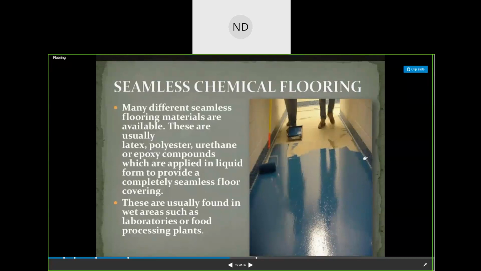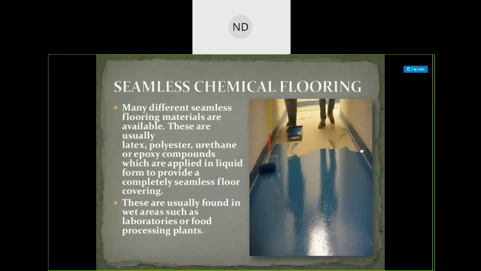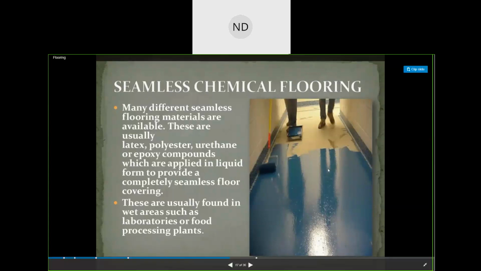If you don't want to purchase marbles, flooring tiles, etc., then you can use these chemicals, where you can simply lay them in liquid form above your floor, and they will give you a seamless covering where you cannot see any joints. These are usually found in wet areas such as laboratories or food processing plants.